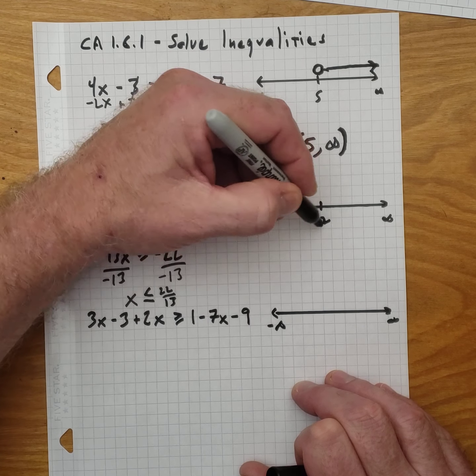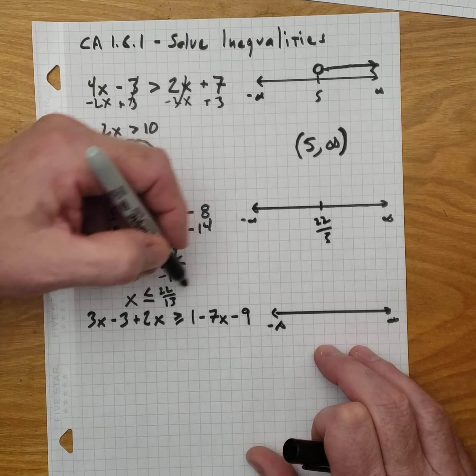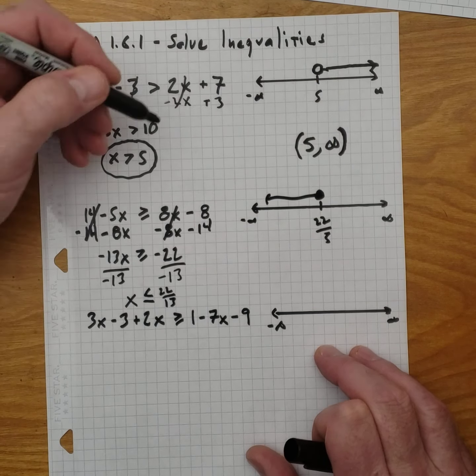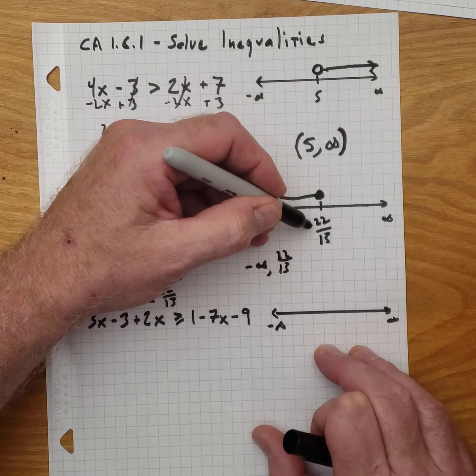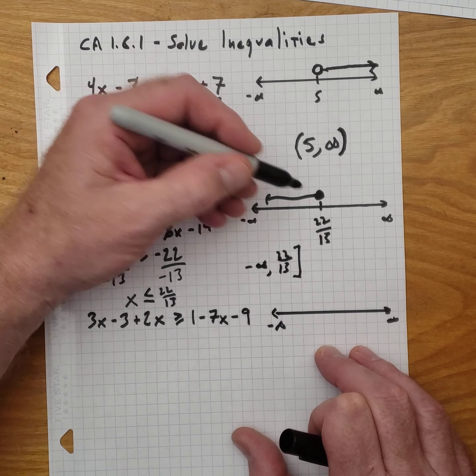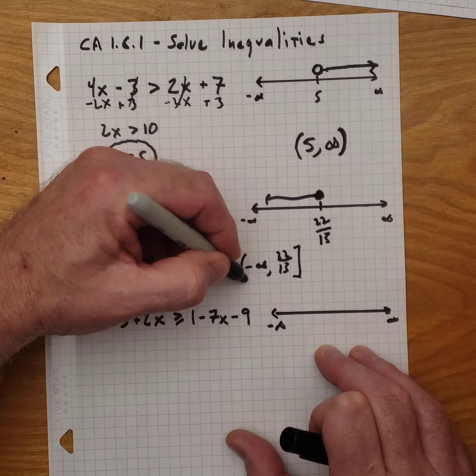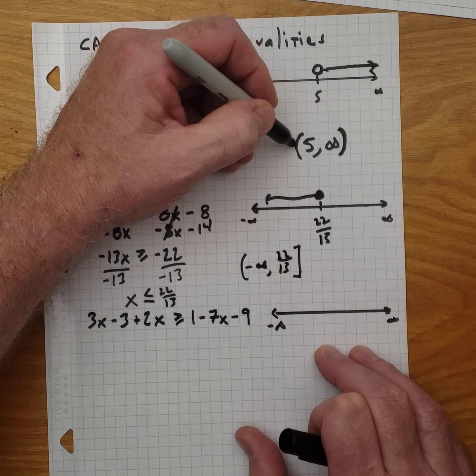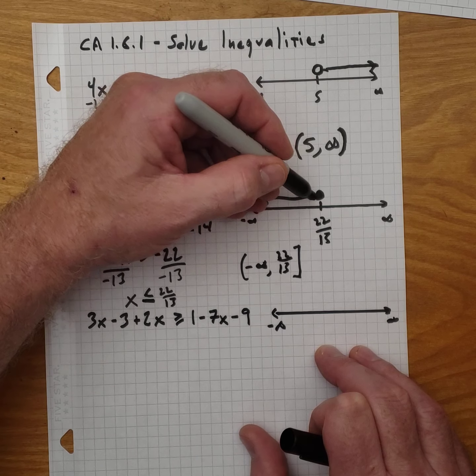Okay, so we've got our number 22/13, and our solution is anything smaller than 22/13 or 22/13 itself. We use the solid dot to represent that. And then our interval notation, always from left to right. Right here we went from left to right, 5 to infinity. Here we're going from negative infinity up to 22/13. I wrote that wrong. I wrote 22/3, 22/13. Bracket to show the solid dot or the equal to. Okay, strict inequality, hollow circle, parenthesis, or equal to, solid dot, bracket.